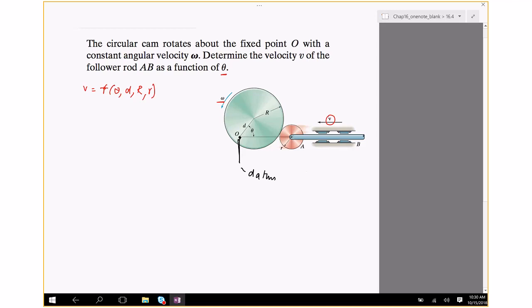And the way I can find velocity is if I can somehow find how this point A, let's call this point A, moves, then I can differentiate that point and then find the distance. Let me call this distance x. So I'll find x, then differentiate x with respect to time, and that would be v.